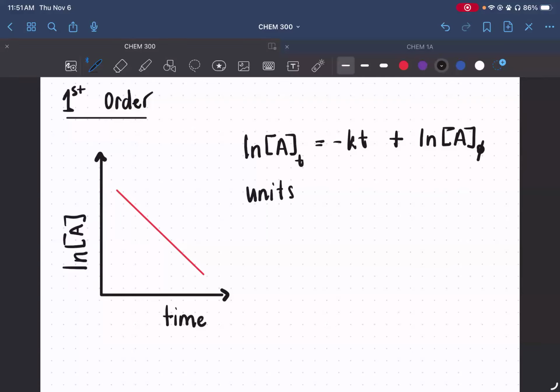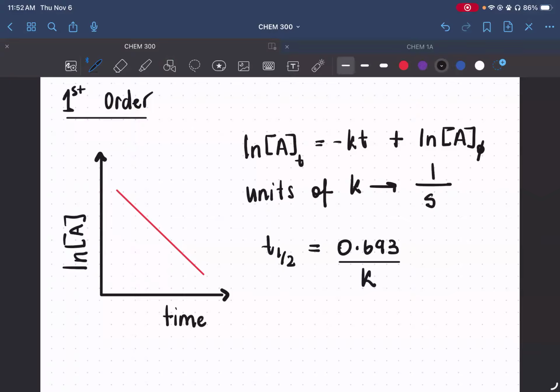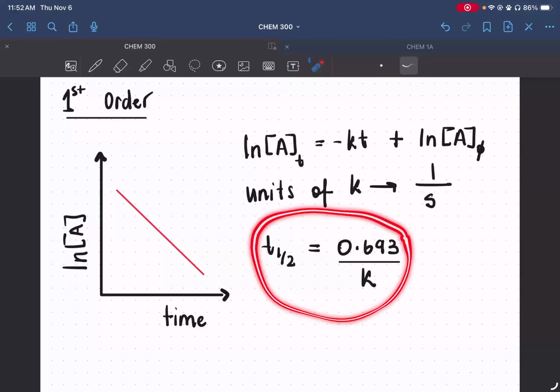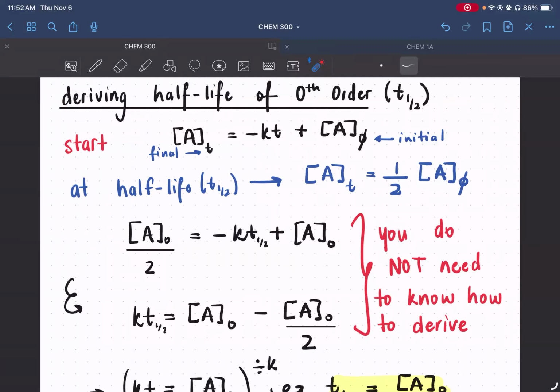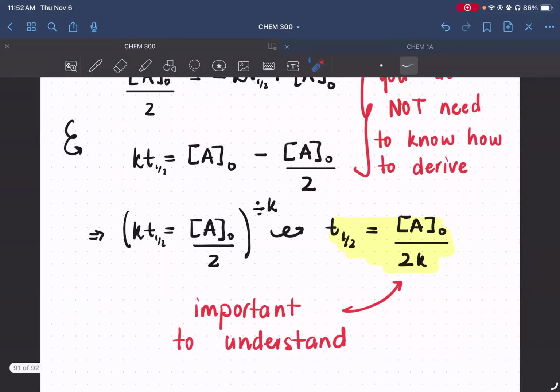In the case of first order, the units of k is 1 over a second. And its half-life is 0.693 divided by k. Where did I get the t half-life from? Well, just as we did over here, I simply plugged in the numbers, the assumption, and got a final expression.